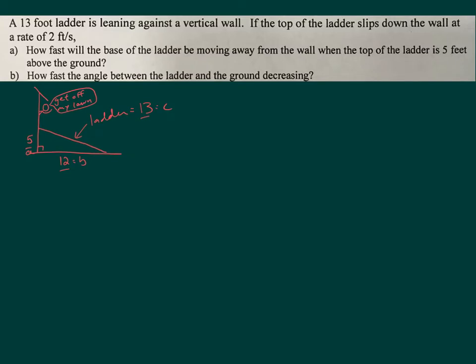And we can set up an equation actually here. So we will have a squared plus b squared equals c squared. And I'm using the Pythagorean theorem because I see this triangle here.